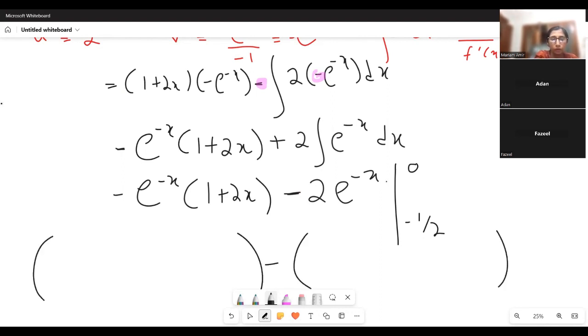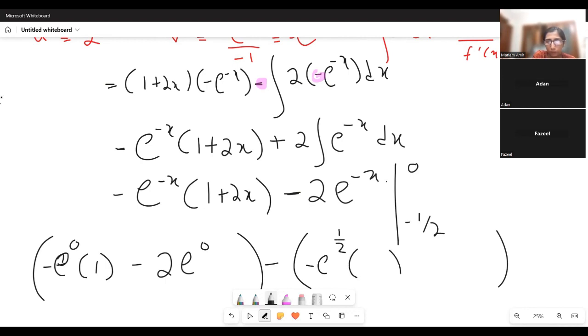when we substitute 0, we get minus e power 0, which is negative 1. And then we get 1 inside. And then negative 2 e power 0, which is also 1. Then we have minus e power half, और ये जो ब्रैकेट है ये 0 हो जाएगी. 1 plus 2 times minus half. ये 1 minus 1 होके 0 हो जाएगी.